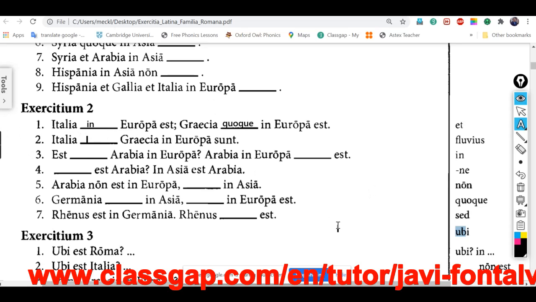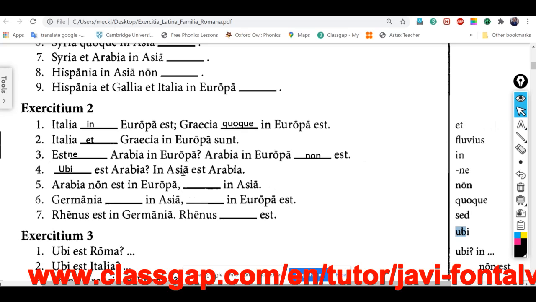Number two, Martina. A ver, Italia et Graecia in Europa sunt. Good. Three. Esne. Perfect. Let me type it here. Esne Arabia in Europa? Non. Non est. Four. Ubi. Ubi est Arabia? In Asia est Arabia.